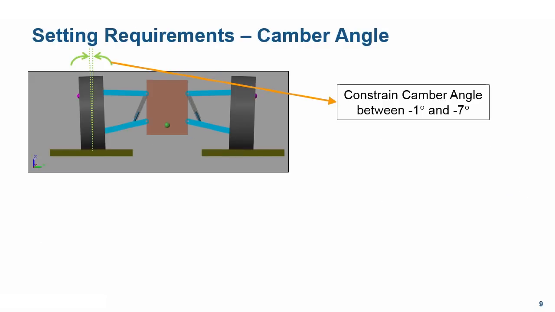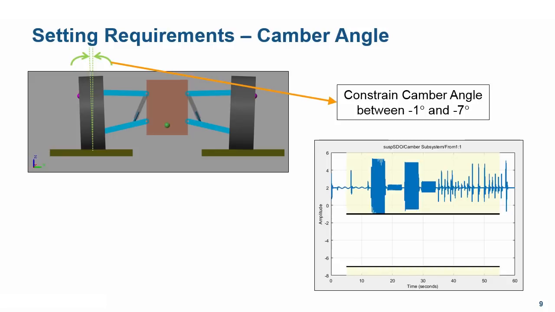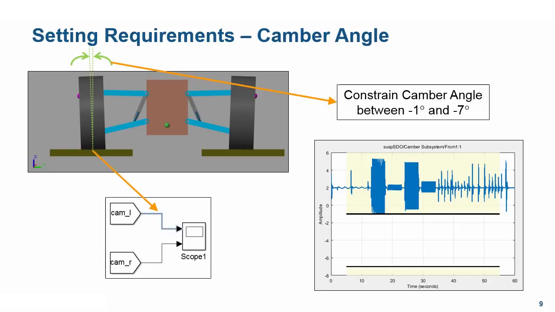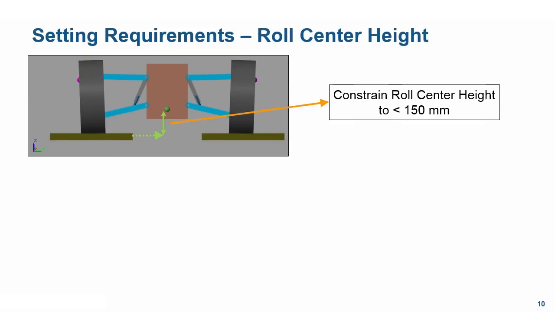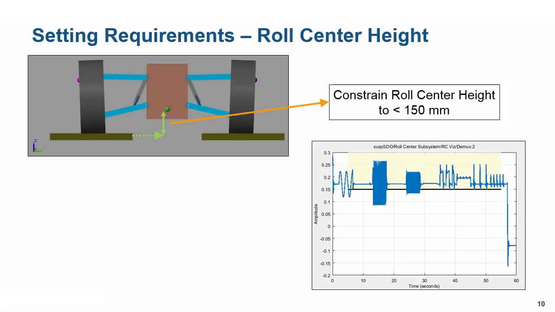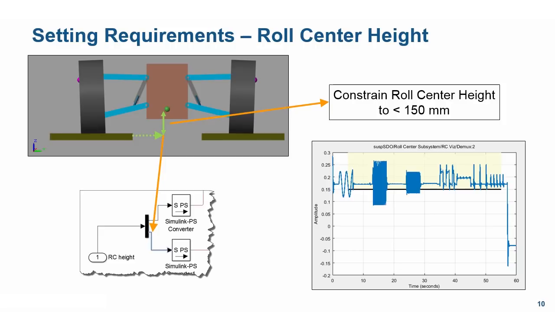Next, we set the requirements and design goals. We did this through the requirements section. There are several available in time and frequency domains. We wanted the camber angle to be constrained between -1 and -7 degrees. So we chose the signal bound. We specified the time and amplitude ranges for our constraint. We then chose the signal to bind with this constraint from our model. We then wanted to constrain our roll center to 150 millimeters. So we chose the signal bound again. We specified the time and amplitude ranges for our constraint. We then chose the signal to bind with this constraint as well.